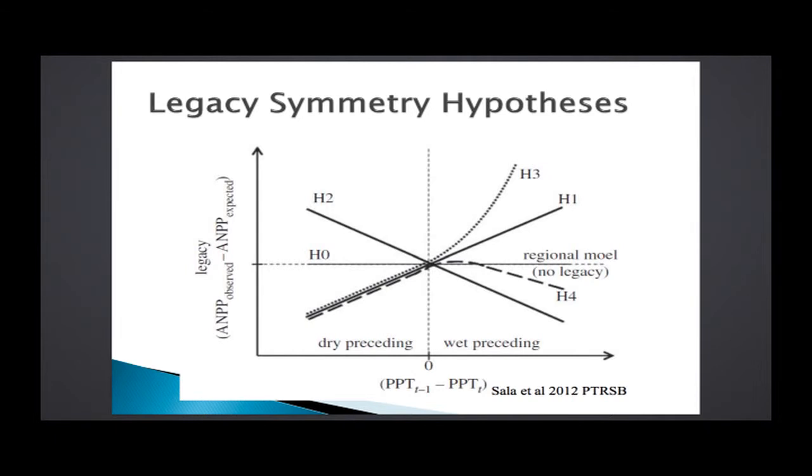And here we have four hypotheses about the relationship between the difference between current and previous year precipitation and the shape of the legacy. The simplest one is H1, which means that a previous year being dry reduced current year production, and a previous year being wet has increased production higher than you would expect based on the current year.